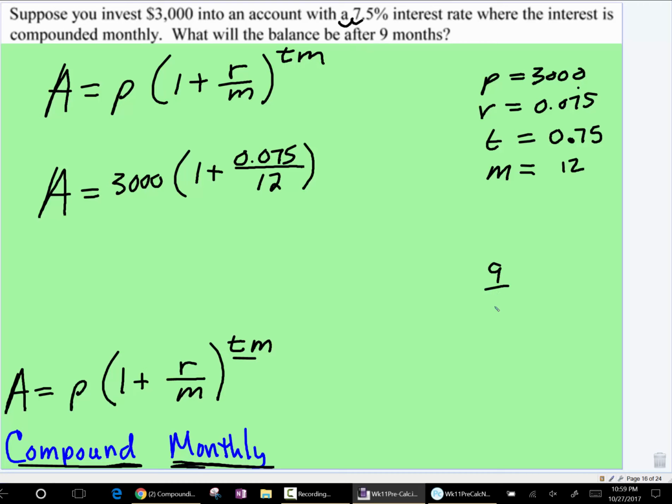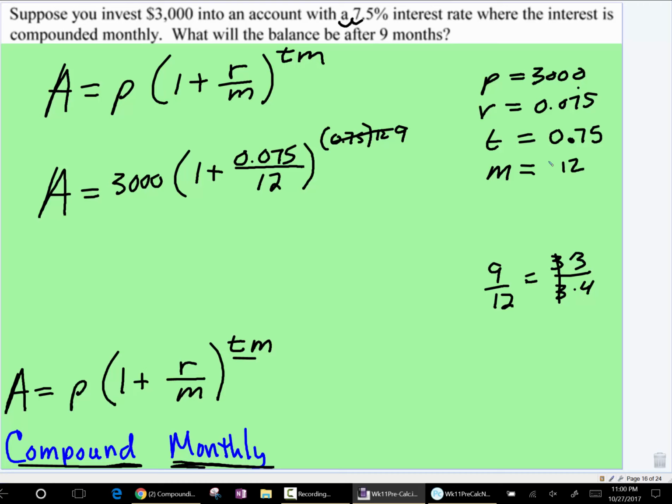Well, 9 out of 12, 9 is the same thing as 3 times 3. 12 is the same thing as 3 times 4. Well, that's 3/4 of a year, or 0.75 times 12. Well, the 9 months.